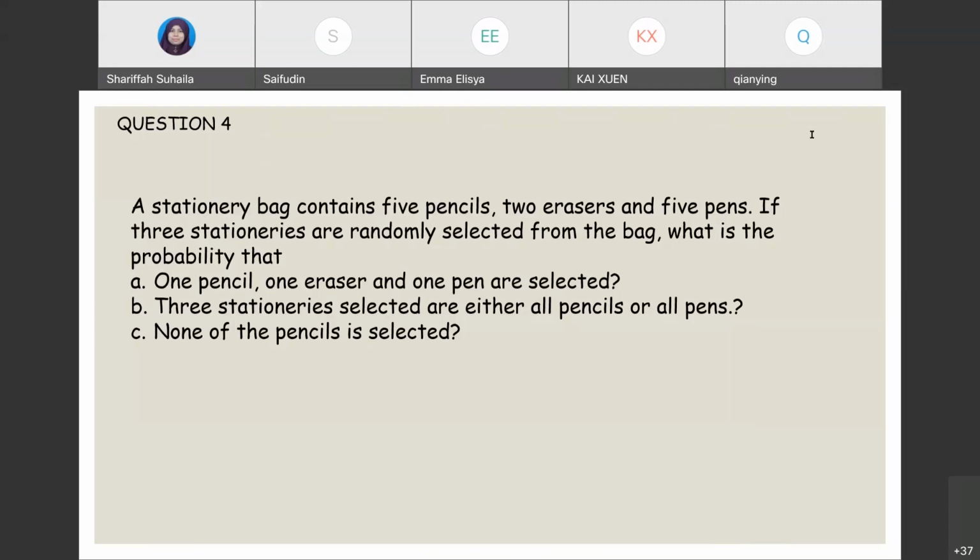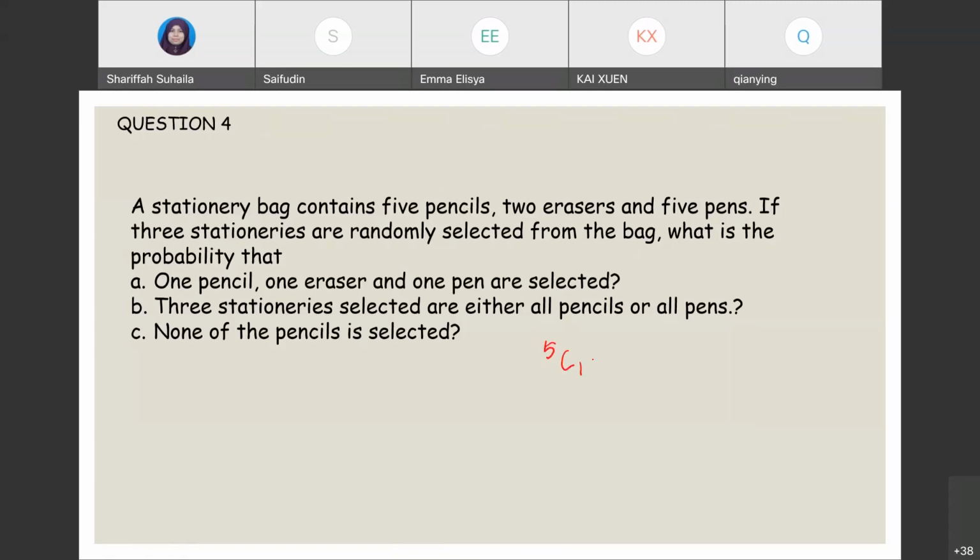Okay, dah siap semua? Yeah, so again lah, ini pun just direct je. So you already have this one here. Okay. A stationery bag contains 5 pencils, 2 eraser, and 5 pens. So if the 3 stationaries are randomly selected, so what is the probability that 1 pencil, 1 eraser, and also 1 pen? So again lah, here you will have 5 C1, times 2 C1, times 5 C1. So divide by 12 C3. Okay, so just direct there.